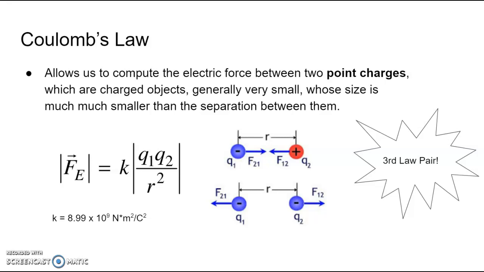Anyway, if you wanted to compute this, we use this formula. This formula is on your formula sheet. It says that the electric force, F with a subscript E, the magnitude of that force, is equal to k times q1 q2 over r squared. K here is a constant, K for constant, since constant starts with K.